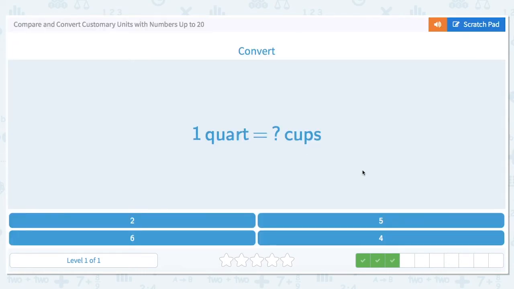A quart equals how many cups? So this is one that you may or may not know. This is where your chart can come in very handy. A quart equals 4 cups.